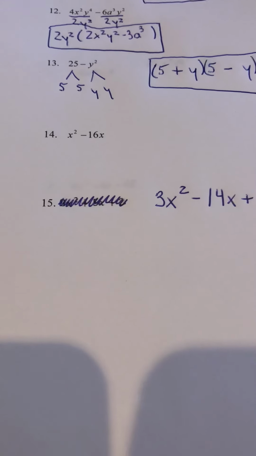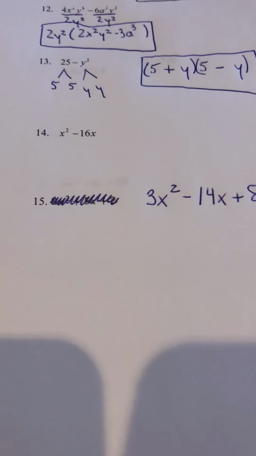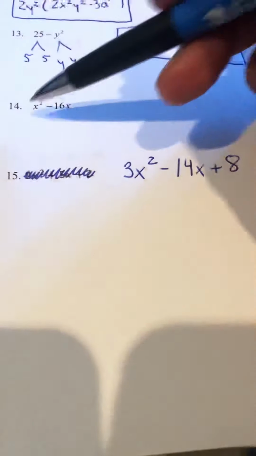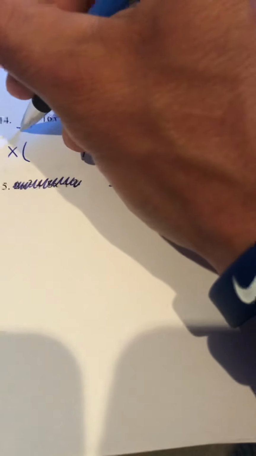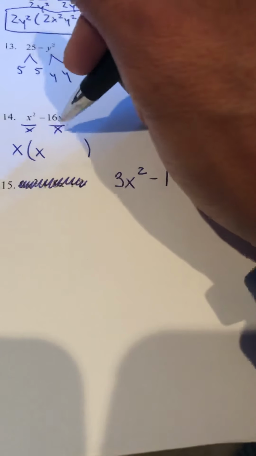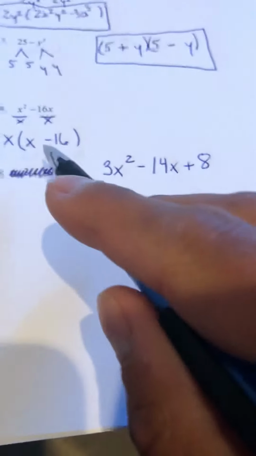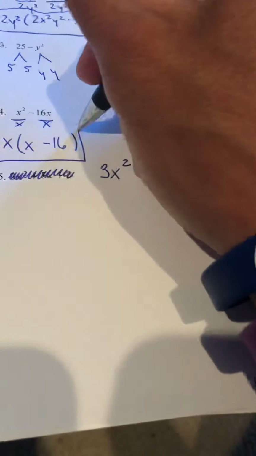That is correct. Number 14, this is another binomial. Looking at it, you might say, well, that's the difference of perfect squares. However, make sure to check for a GCF first. We do have an x in common. So because we have an x in common, x squared divided by x is x. Negative 16x divided by x is just negative 16. Notice how there is nothing in common, and therefore that is my answer.